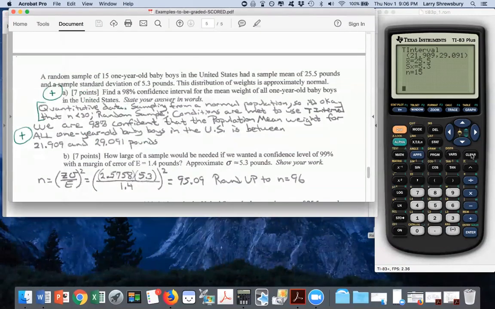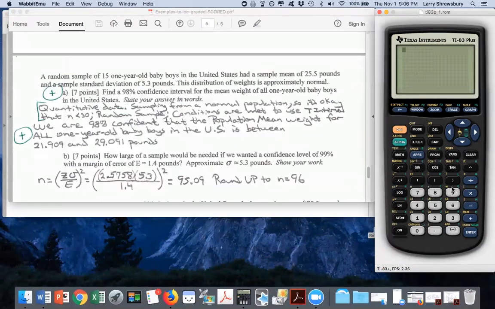Hey, let's go punch it in on our calculator. So we'll have the left parenthesis, the 2.5758, and that's going to be multiplied by the standard deviation they gave us, and divided by the margin of error. So this is 1.4 pounds. Now remember, this is quantitative data. It's not being given to you as a percentage. You don't have to move any decimal points. Sometimes students will get confused and start moving decimal points around. They're not thinking carefully enough about what they're doing. Right parenthesis and then square it.